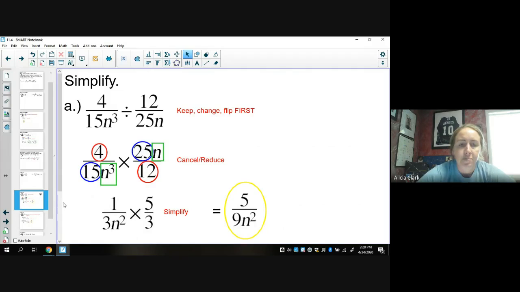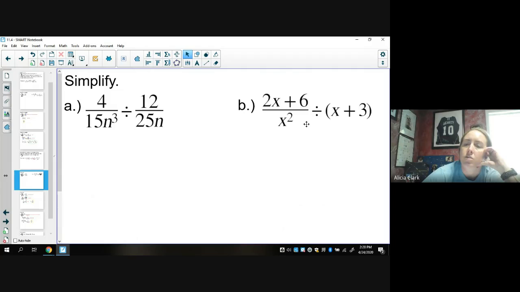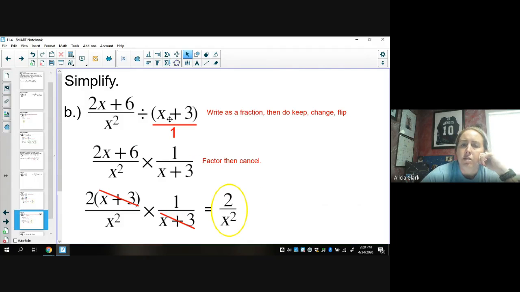Second one that we're going to look at here is 2x plus 6 over x squared divided by x plus 3. So this one's a little bit different because this is not a fraction, so we need to make it a fraction to start with. So we're going to write it as a fraction by putting it over 1, and then we're going to do our keep, change, flip. So we're going to keep our first one, change our symbol to multiplication, and then we're going to flip it, which will leave this as 1 over x plus 3. Factor what we can and then cancel. So this actually can be factored right here. 2x plus 6 can be the same as 2 times x plus 3. That helps me out because now the x plus 3's can cancel, and I'm left with 2 over x squared times 1, which is essentially just 2 over x squared.